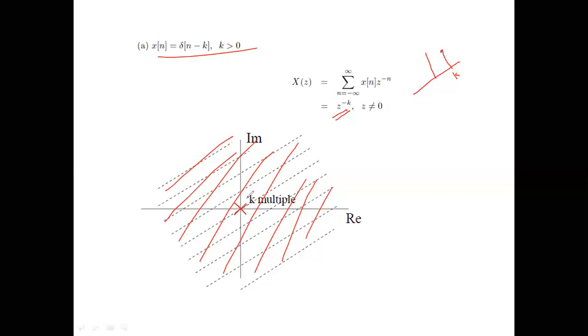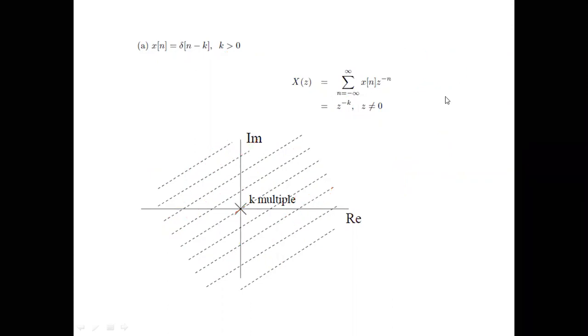And how many poles are there here, by the way? For z to the power minus k: if there is z, there is only one pole. If there is z squared, there are two poles. If there is z to the power 4, there are four poles. So here there are k poles. So that was one problem.